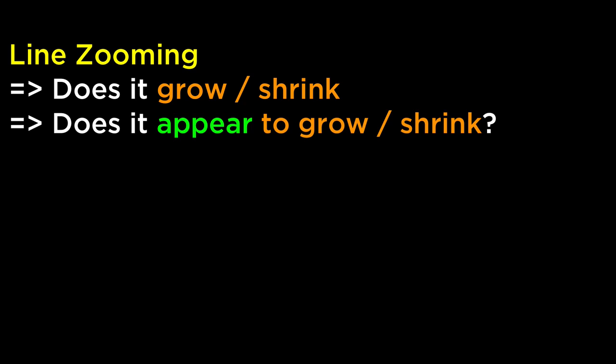Taking a step back, let's think about the line. Is it really growing or is it appearing to grow? In the normal SVG coordinate system, the line should grow and shrink according to whether we are zooming in or out. However, in the SVG coordinate system with zoom behavior, the line doesn't actually grow or shrink. It stays the same length as described by the x and y axes that have also zoomed in or out.